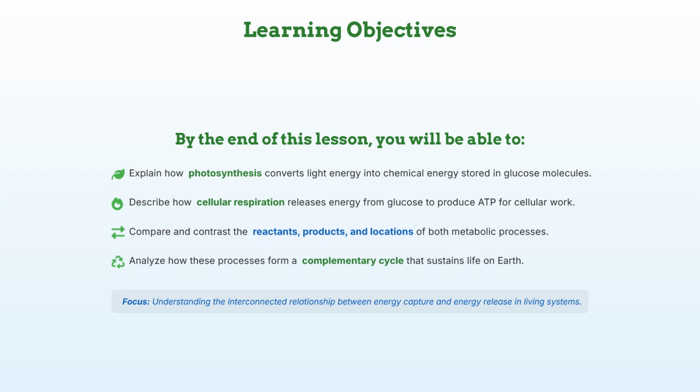The first objective is to understand how photosynthesis converts light energy into chemical energy stored in glucose molecules. Next, we'll examine how cellular respiration releases energy from glucose to produce ATP for cellular work. This process occurs in all living organisms, from bacteria to humans, making it universally important.